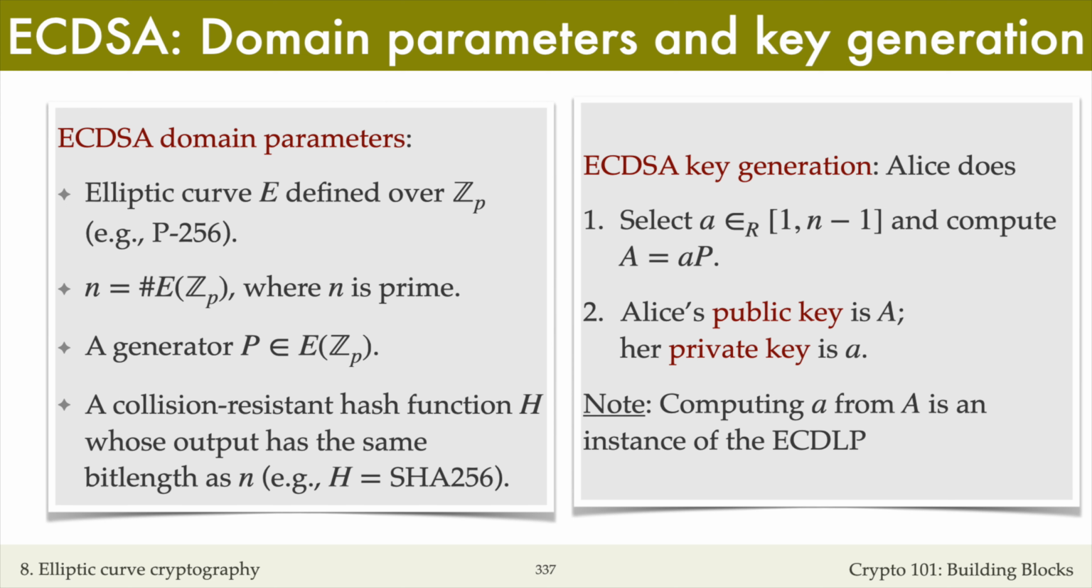Note that computing the private key from the public key is precisely an instance of the ECDLP. And so, if the elliptic curve is chosen such that the ECDLP is intractable for that curve, then no one can compute Alice's private key from her public key.